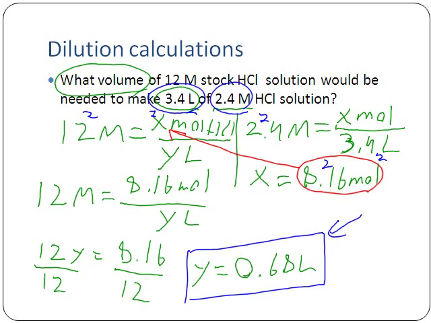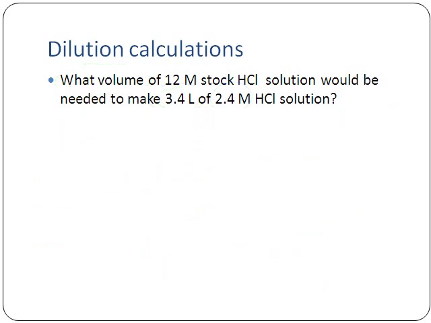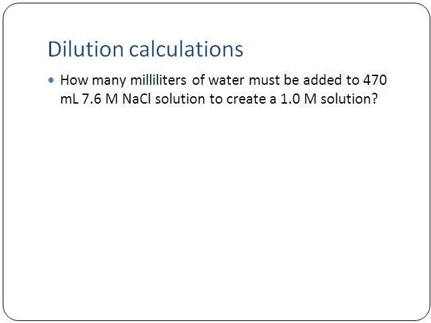So let's take a look at another one. Let's try another one out. This one says, how many milliliters of water must be added to 470 milliliters of a 7.6 molar sodium chloride salt solution to create a 1.0 molar solution?